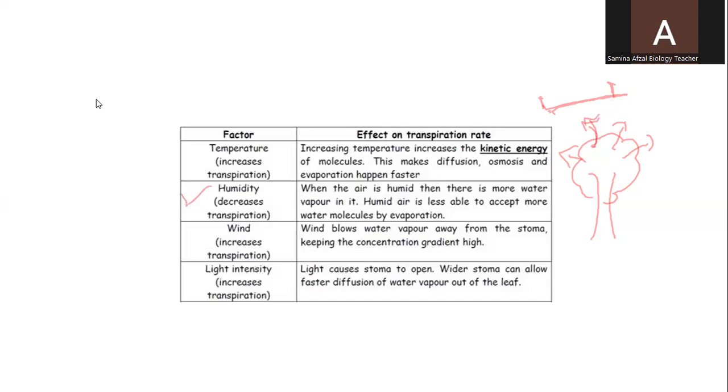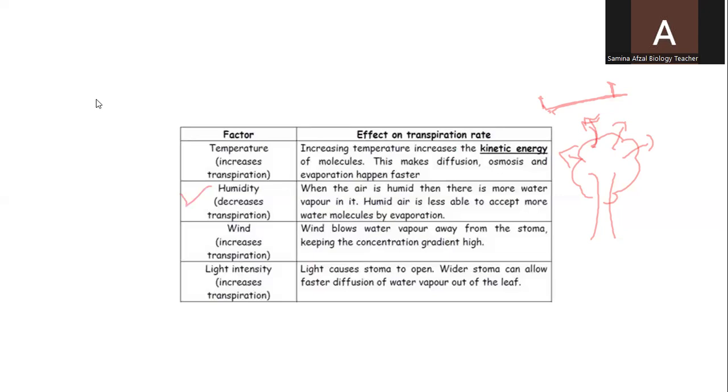Humidity. When the environment is more humid, there is less rate of transpiration, because there will be a balance. In simple words, there will be equal water potential on both sides, outside the leaf and inside the leaf. So there will be no movement of water molecules into the air or out of the air. In case of less humidity, there can be some movement, so water can move outside.